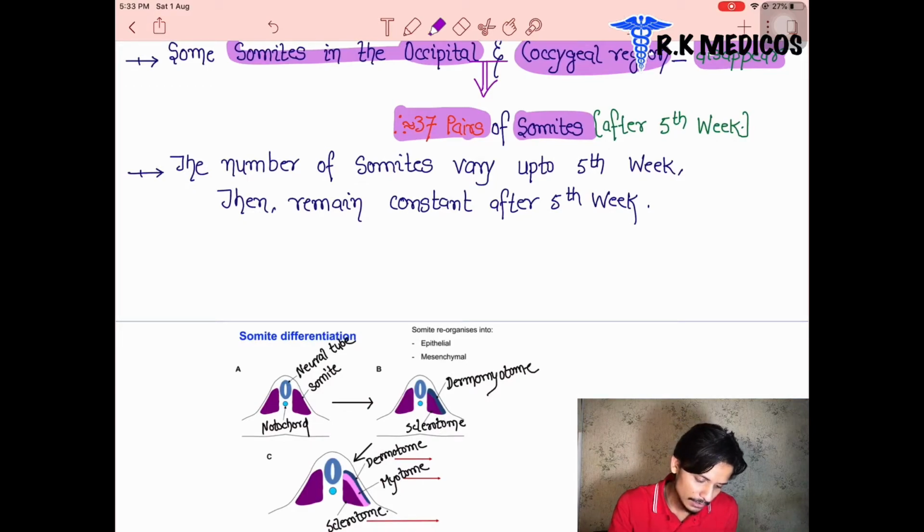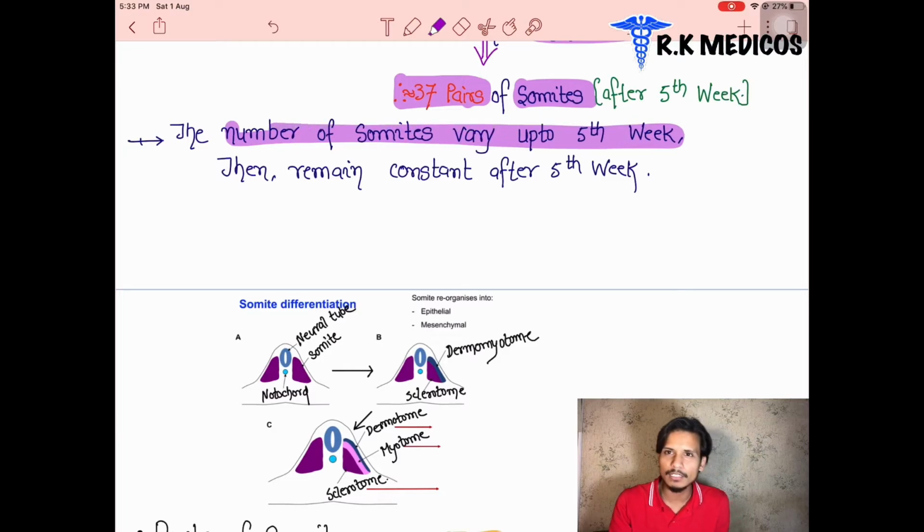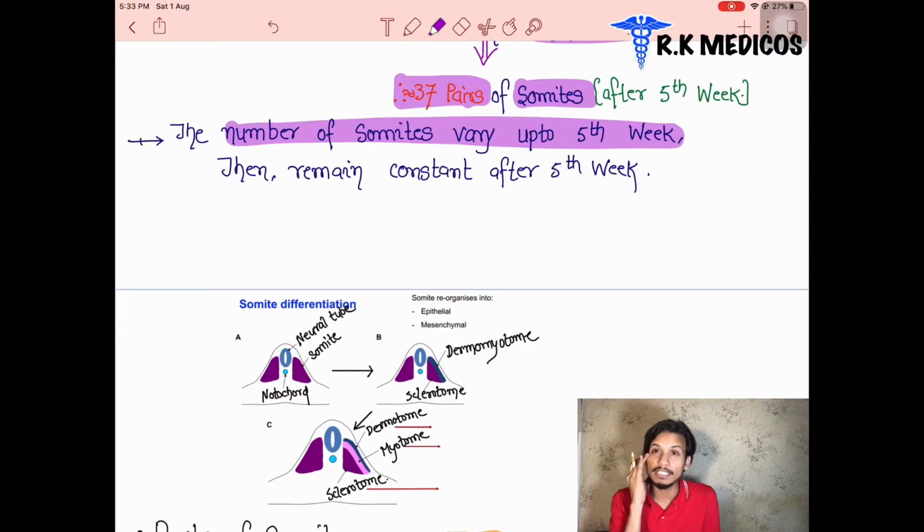We can see here that the number of somites varies up to the 5th week. It means till the 5th week they are going to develop. So an increase or decrease in the number of somites depends on the week. After the 5th week it will be constant, but before the 5th week it may vary and get a different number. So it remains constant after the 5th week.